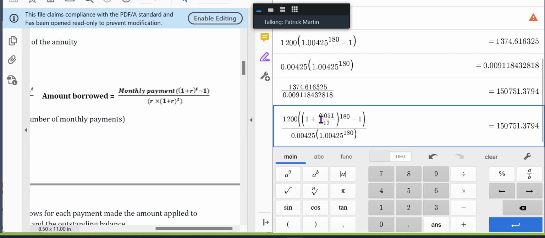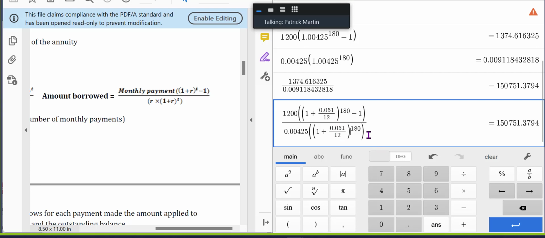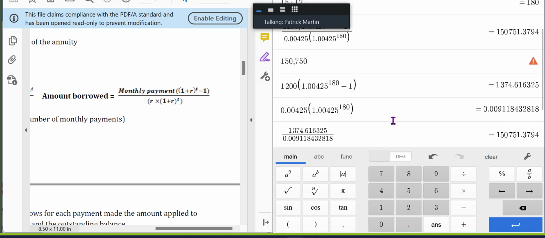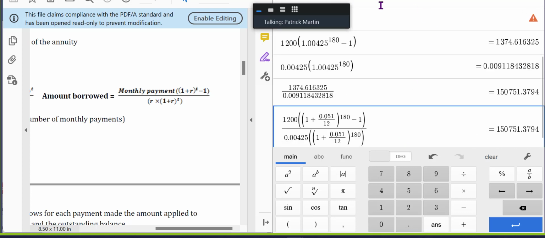And on the bottom, same thing, you would have this thing instead of that, right? So it would look like that. But again, that would give you the same answer, 150,750 when you round it to the nearest 10, right? So there are a number of ways of doing it there.